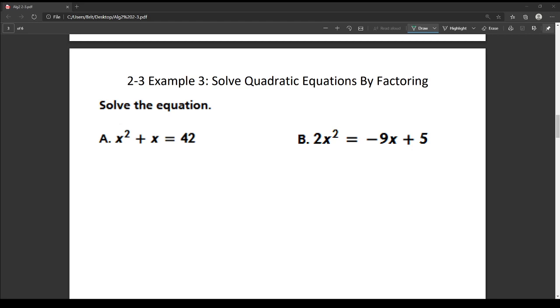Now in order to factor, I need the equation to be written in standard form. So if you notice here on A, it's not written in standard form because it's not set equal to 0, and the C term's on the other side of the equal sign. So the first thing I need to do is subtract the 42 to the other side of the equal sign. So this problem now turns into x squared plus x minus 42 equals 0.